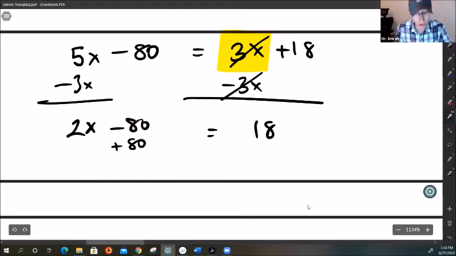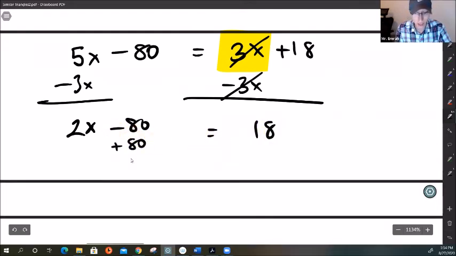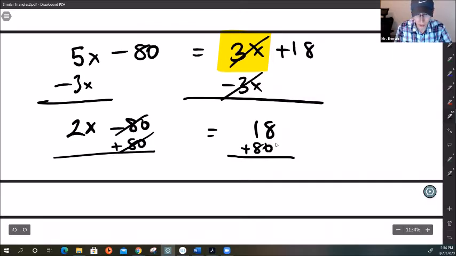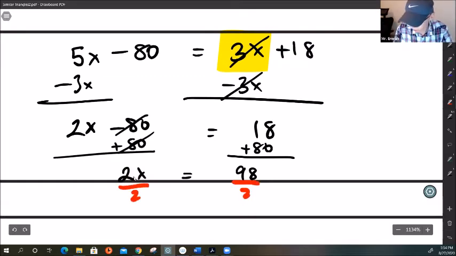And because it's an equation, it's like a balanced scale. You got to have the same thing on both sides. If you do one thing on one side, you got to do the exact same thing on the other side as well. So that has to be a plus 80 as well. So it cancels out, 2x is equal to 98. And the last step is undoing that times 2 for x. And undoing that is dividing by 2. And then that will lead me to the correct answer to be 49.